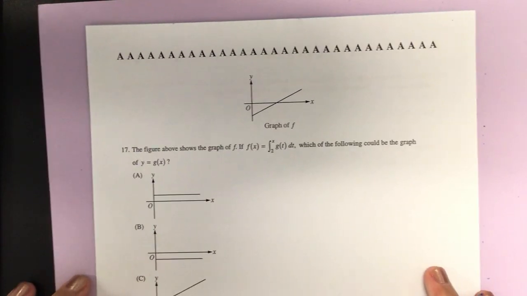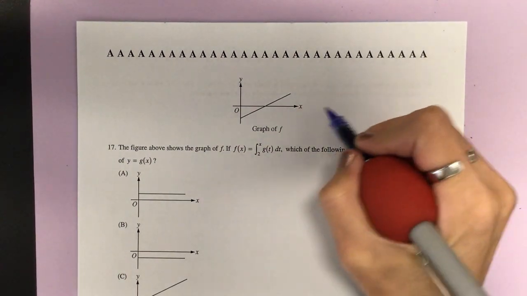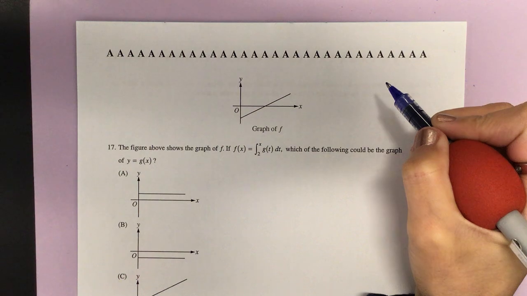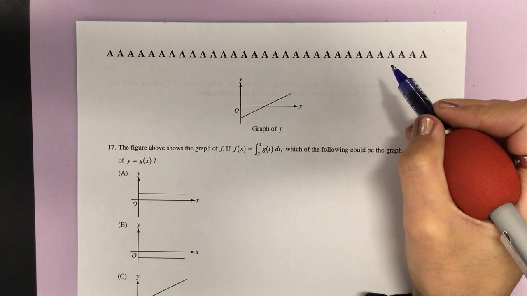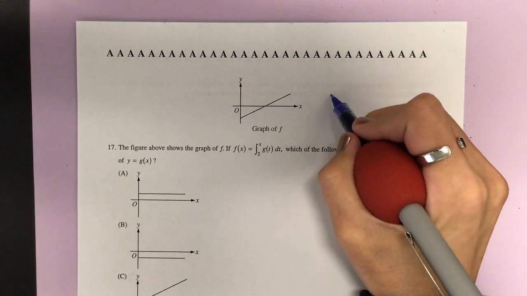For my second one, my number 17, anytime you are given a graph, you cannot miss a question that's got a graph on it. So, Quinn, let's read number 17 real quick. The figure above shows the graph of f. If f(x) equals the integral of g(t) dt, which of the following could be the graph of y equals g(x)? You could say of the integral. That's fine. Okay? So let's write on here.